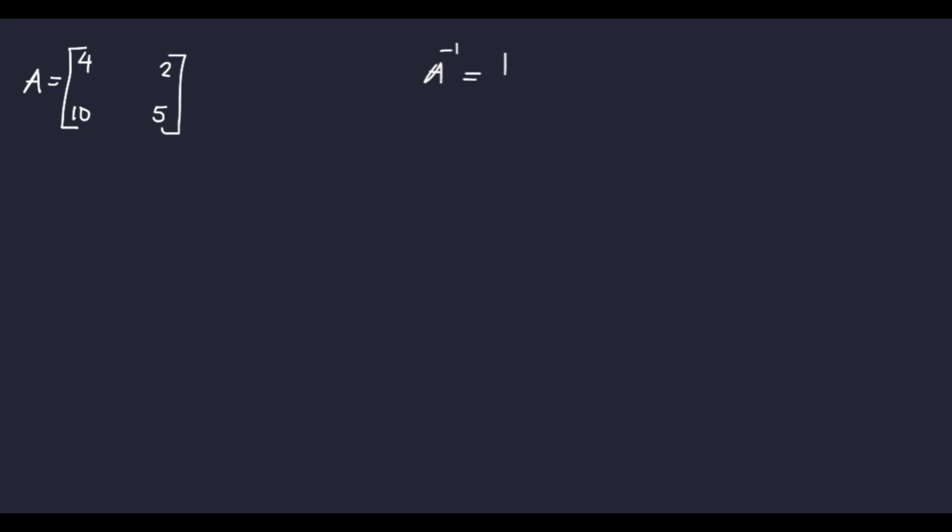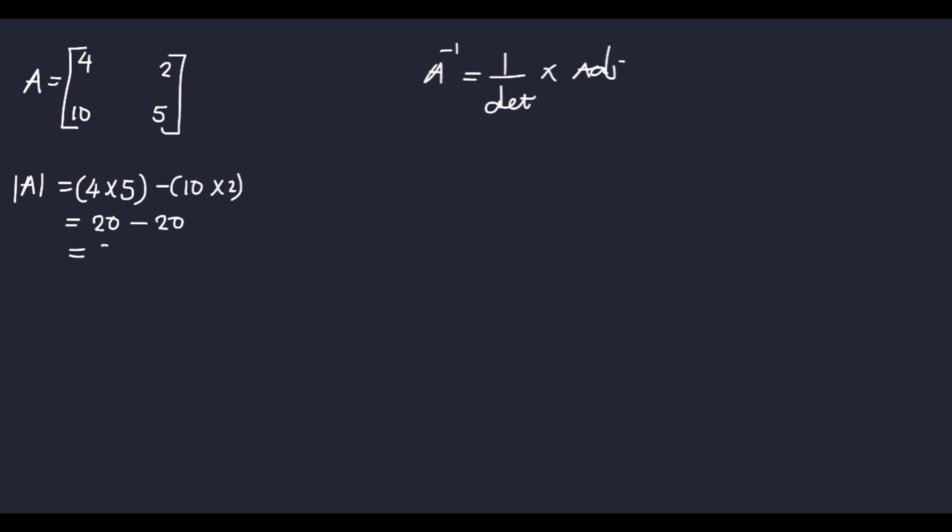So the inverse of A is equal to 1 over the determinant multiplied by its adjoint. So let's find the determinant. We can see that we have 4 times 5 minus 10 multiplied by 2. 4 times 5 is 20, minus 10 times 2 is still 20. So 20 minus 20, we have 0. So whenever you have a case where the determinant is 0, the conclusion is no inverse. So no inverse. What this means is a singular matrix.